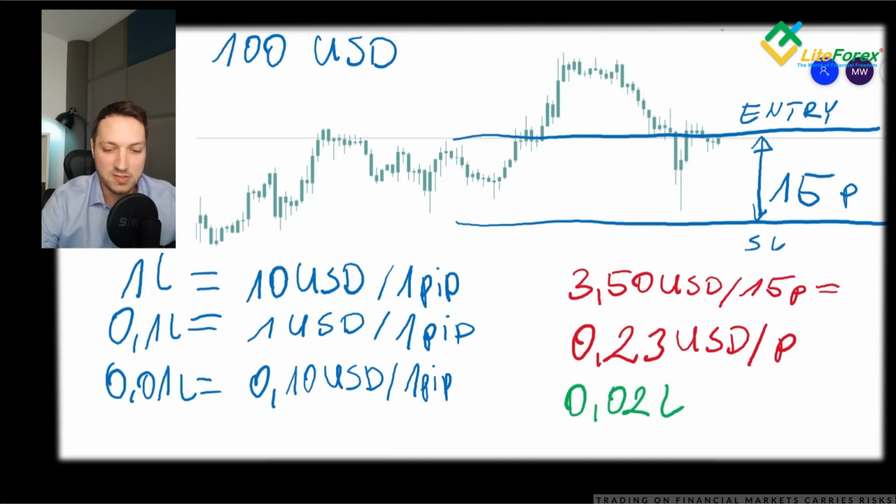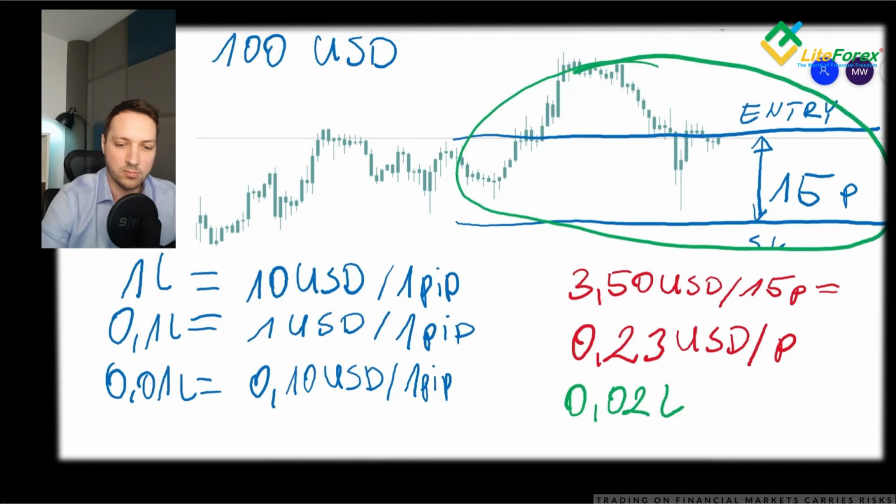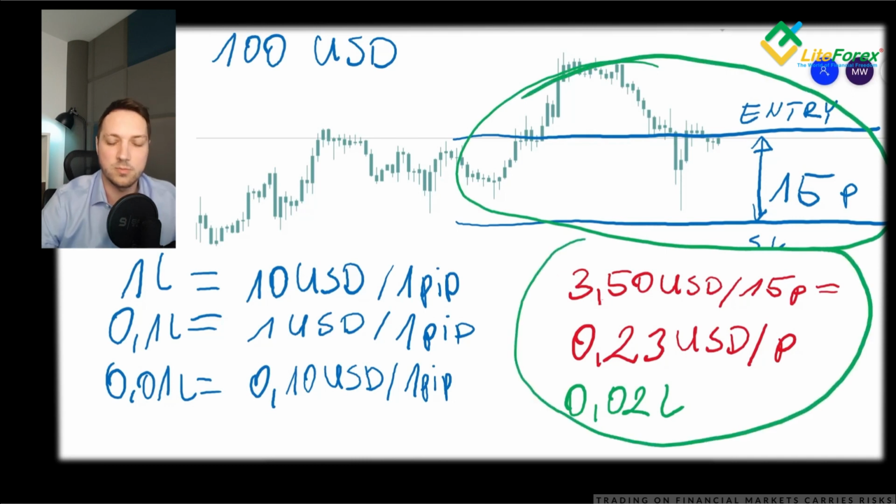So that is basically how you calculate it. You should first plan the trade, plan the whole setup, and then with this simple calculation check how much you can risk on this particular trade.